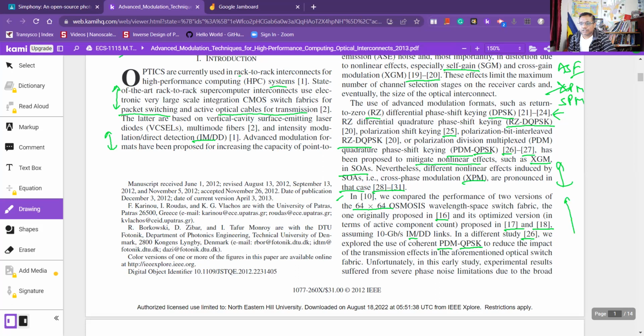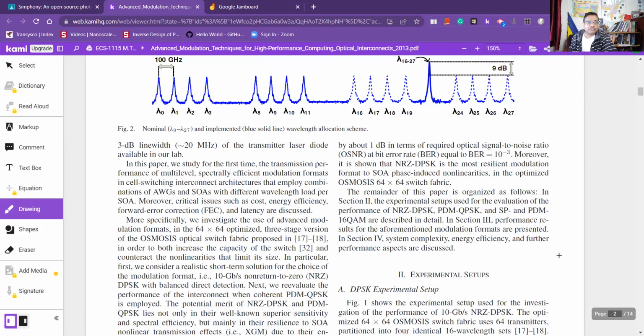So now see, the authors seem to be very experienced. They have already worked a lot in that field and they have published a lot of work. That is why they are citing here. Unfortunately, in this study experimental results suffered from severe phase noise limitation due to the broad 3 dB line width, that is 20 megahertz, of the transmitter laser diode available in our lab. So they have used a laser diode having 3 dB line width equal to 20 megahertz. This 20 megahertz in their terms is relatively more.